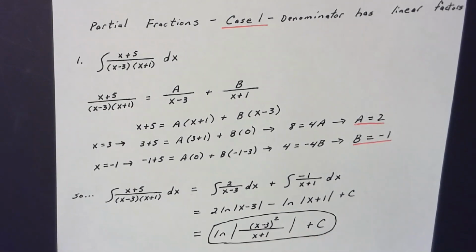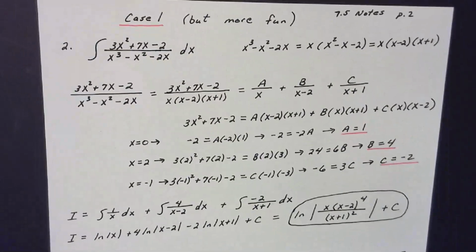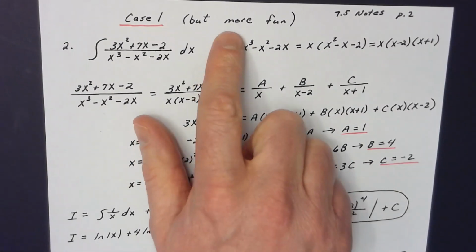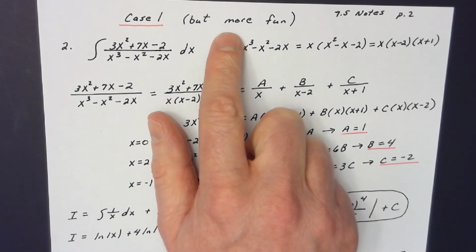So now I know what you're thinking. You're thinking, well, that's a pretty cool problem. This is the easiest case. Let me do another case 1 type problem. This one's still the nice, easy case, but as I said in parentheses here, this one's more fun. What makes this one a bit more fun than the previous one?